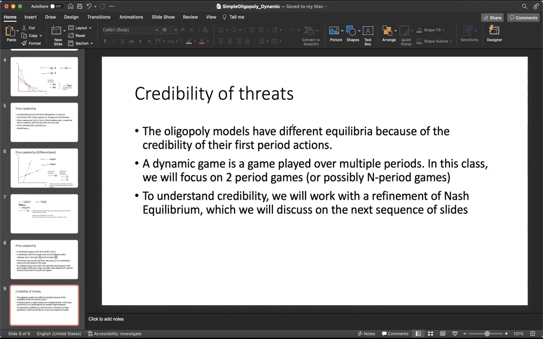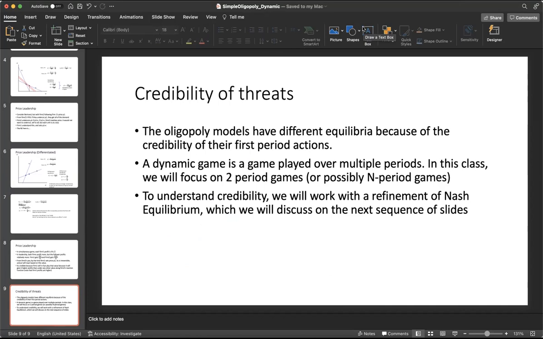So that's, well, we'll do the last slide now, and we'll just introduce the next set of slides. Very easy. So we'll do some very basic game theory next week for about 20 minutes. But this is about the credibility of threats. The oligopoly models have different equilibria because of the credibility of their first period actions, right?